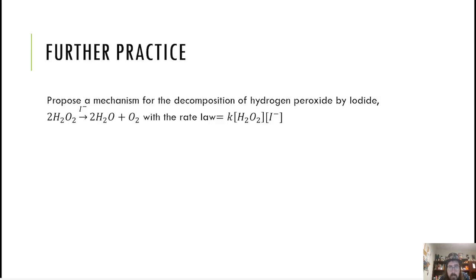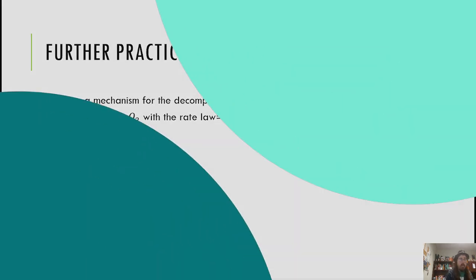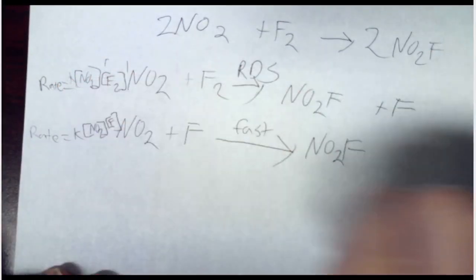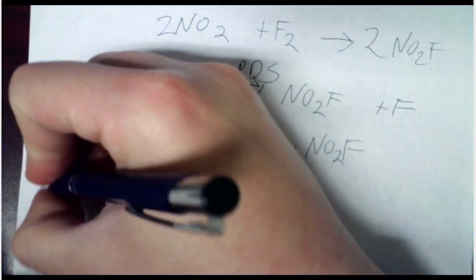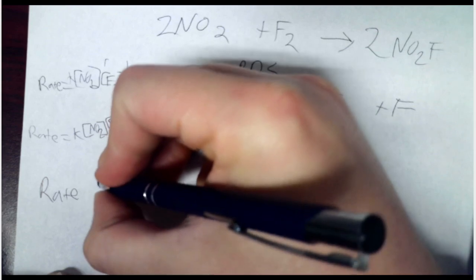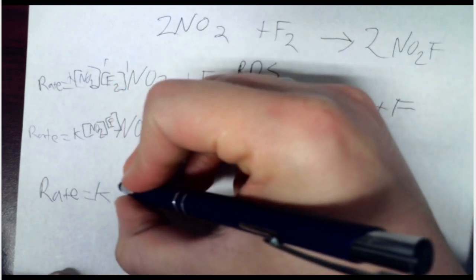Now, one further practice: propose a mechanism for the decomposition of hydrogen peroxide by iodide. So 2 hydrogen peroxides break down to 2 H2O and O2, and the rate law is first order with H2O2 and I minus. This is our last slide. So all we have to do is propose a hypothetical mechanism.